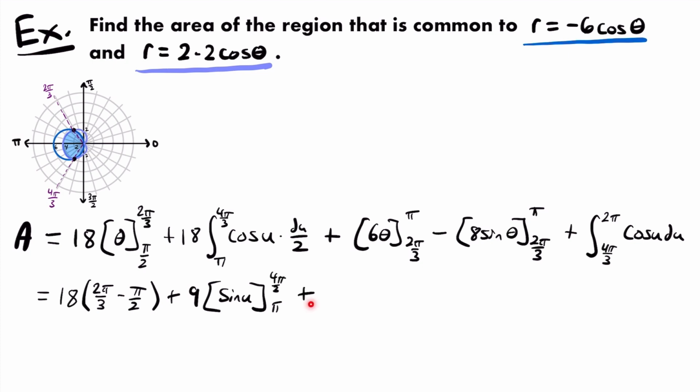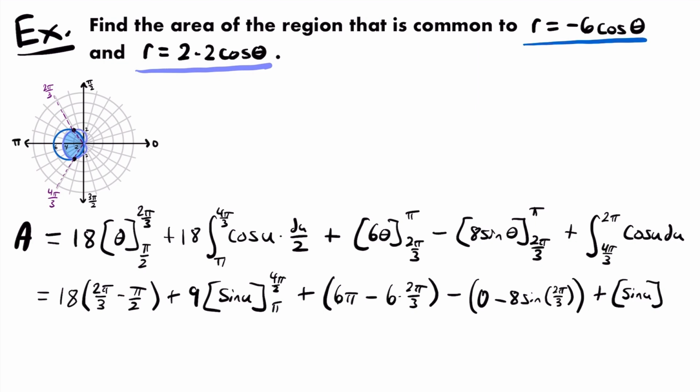Then we'll add that to 6 theta evaluated at pi and then subtract the evaluation at 2 pi divided by 3. So we'll have 6 pi minus 6 times 2 pi divided by 3. Then we'll subtract 8 times sine theta evaluated at pi minus the evaluation at 2 pi divided by 3. Sine of pi is 0, so we're actually going to have 0 minus 8 times sine of 2 pi divided by 3. All right, and then we'll add that to the integral of cosine u, which is sine u. So we'll have sine of u evaluated from 4 pi divided by 3 to 2 pi.